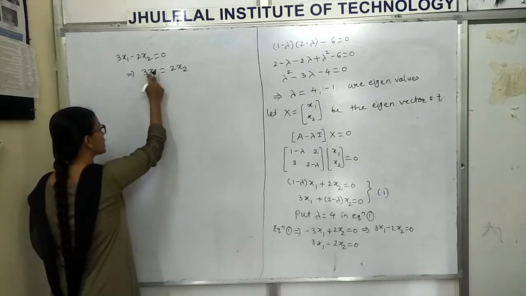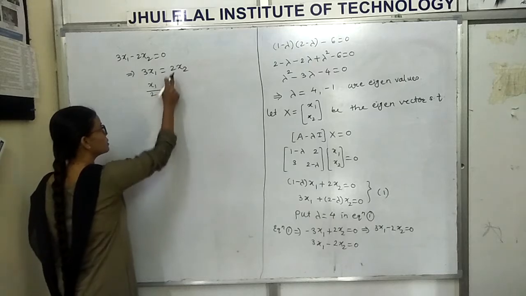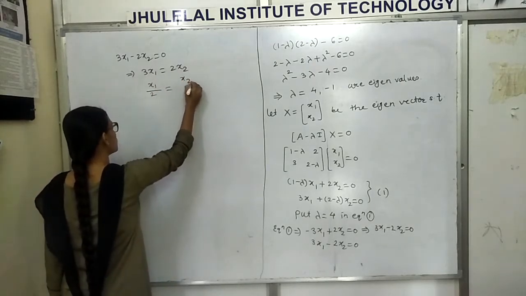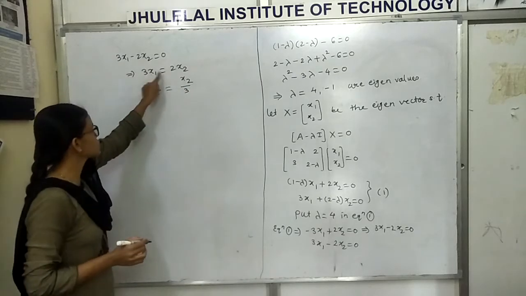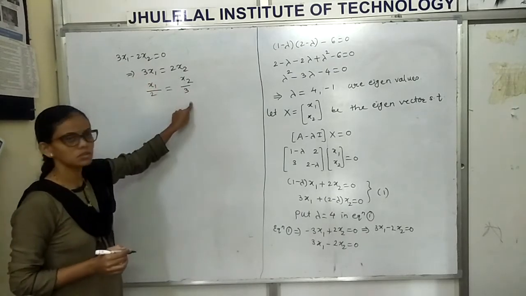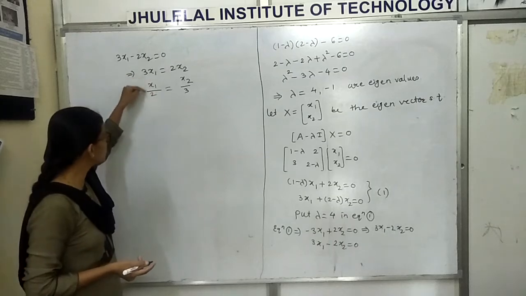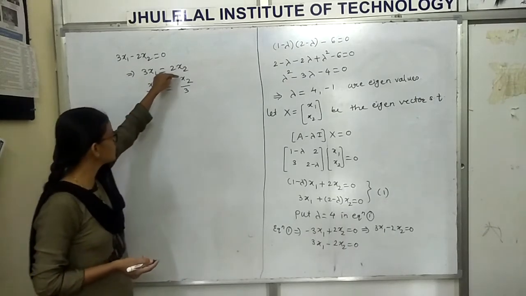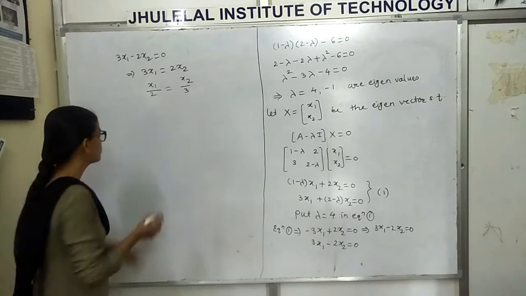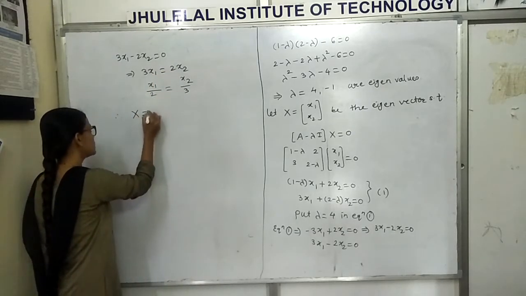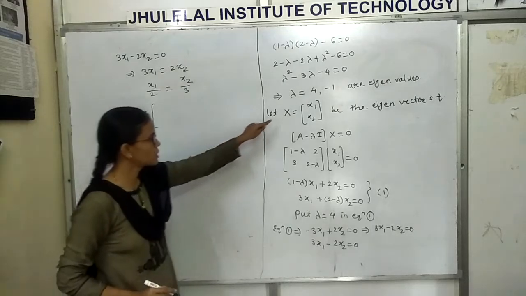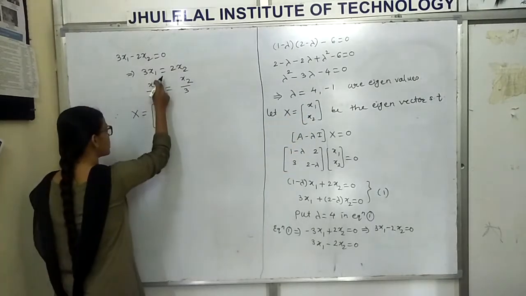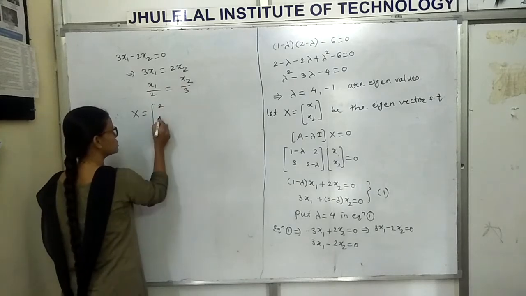Then x1 upon 2 will become, since it is in multiplication it becomes division, and x2 upon 2, x1 upon 2 and x2 upon 3. So in this way we got the value of x1 and x2. The value of x1 is 2, and the value of x2 is 3. Therefore capital X, we have taken capital X as x1 x2, and now we got the values.